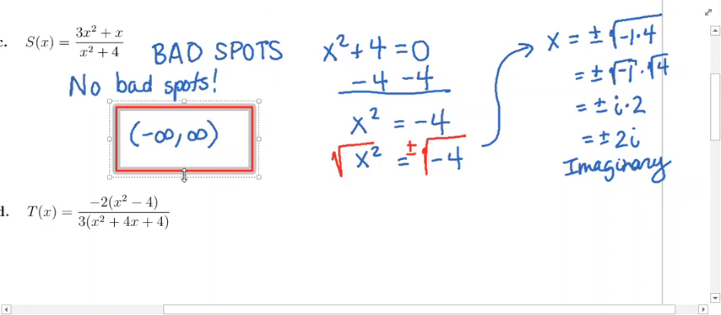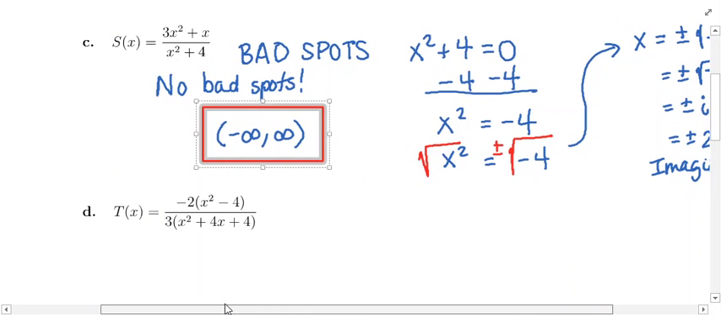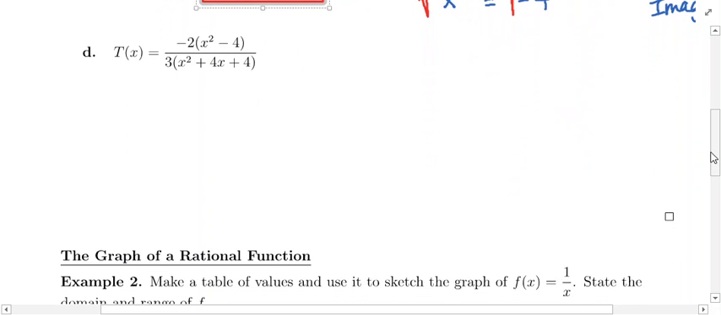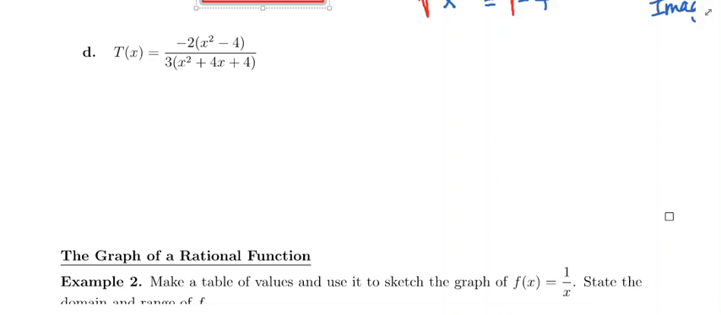All right, let's try one more. In example 1d, we have the rational function t of x equals negative 2 times x squared minus 4, all of that divided by 3 times x squared plus 4x plus 4. This one looks really complicated. Again, you're going to worry about the denominator. Take the denominator, set it equal to 0, and solve. All right, so here we go.